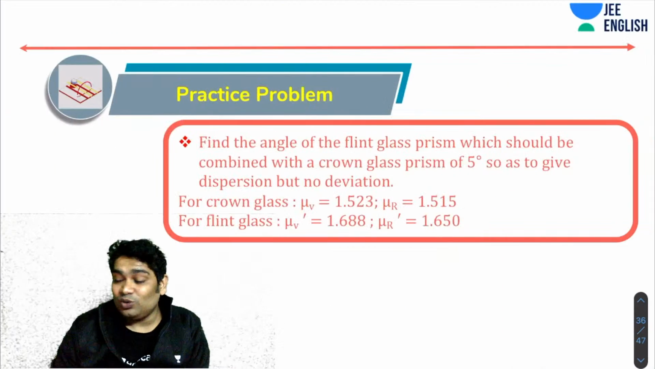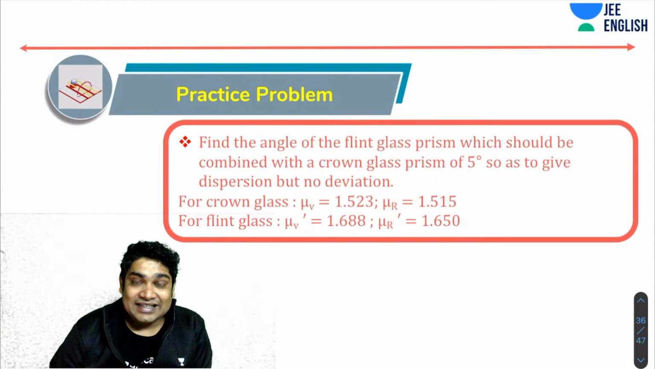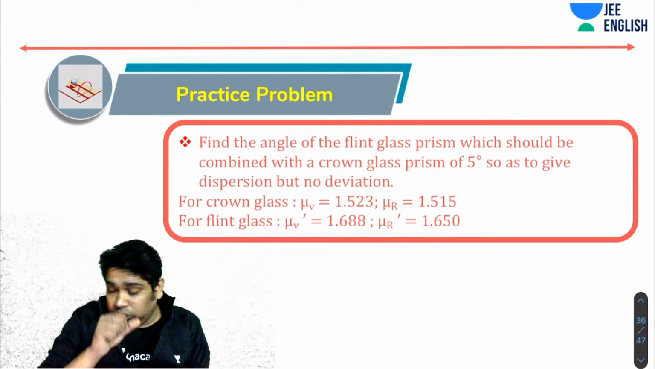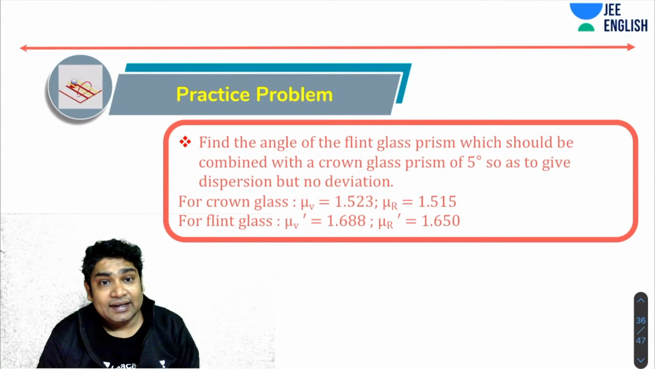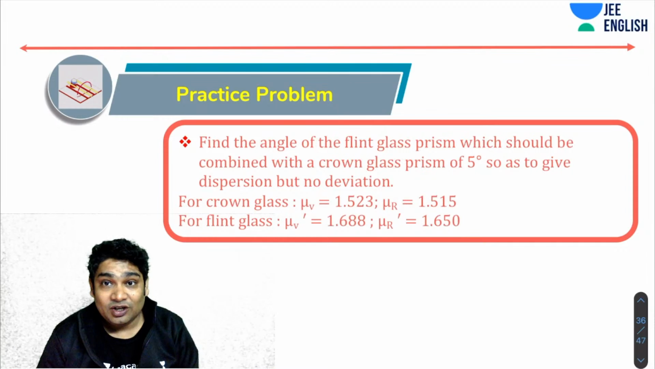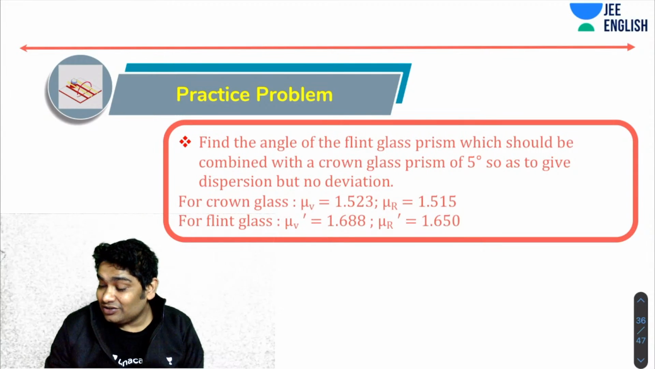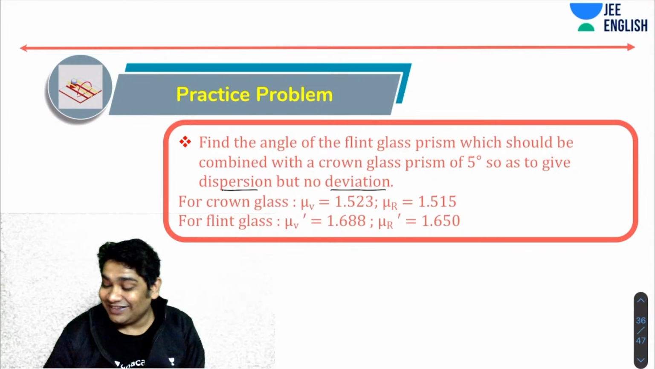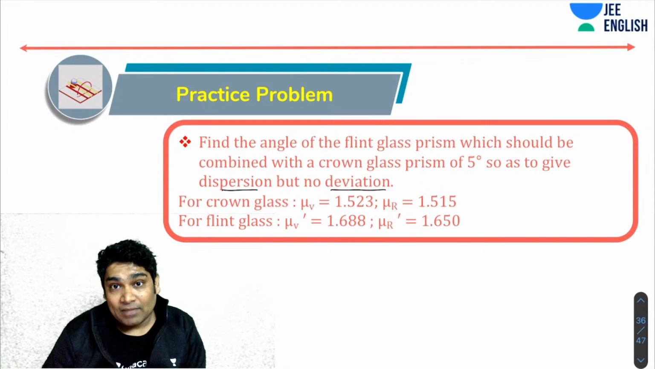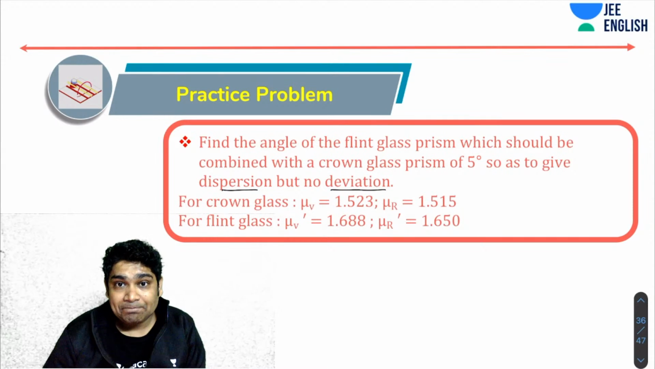Now let's just try two questions with that, and that is it. That is where we can wrap up today's discussion. Okay, so here is your question. Find the angle of flint glass prism which should be combined with crown glass prism of angle 5 degrees so as to give dispersion but no deviation. The condition is dispersion but no deviation. For the crown glass, your mu V and mu R have been given, and for flint glass again mu dash V and mu dash R have been given. What was the condition?